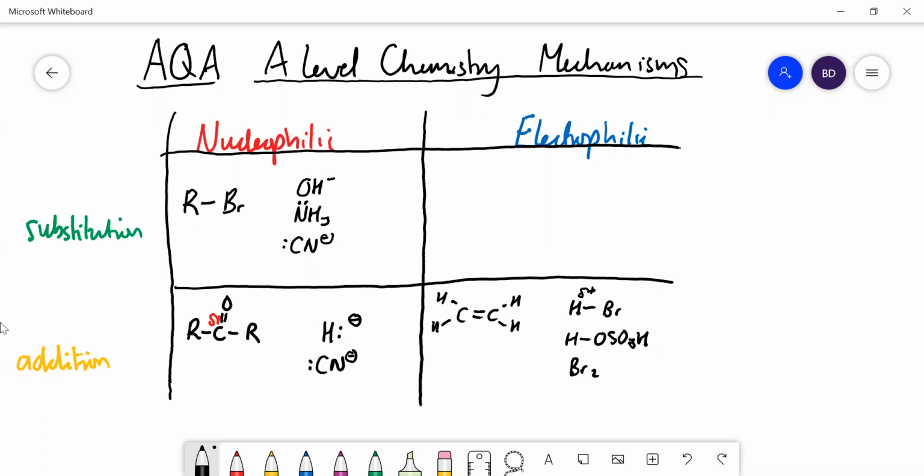Okay. Then the final segment here, electrophilic substitution, that's with a benzene ring, and that's with NO2, or it can be with an acylium ion, which you've made from an acyl chloride and aluminium chloride catalyst. Okay, there's those four, and then there are others here.